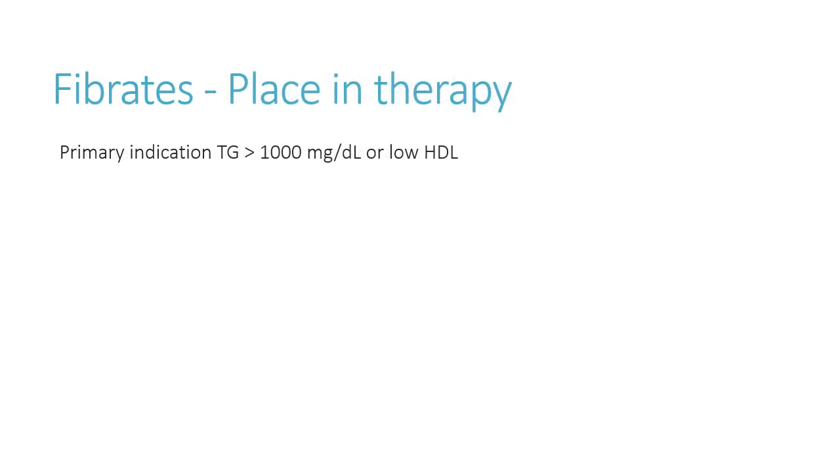And again, as mentioned, place in therapy: fibrates are really going to be best for patients who have primary hypertriglyceridemia. For instance, they come back and they have greater than 1,000. That's a really good role for the fibric acid derivatives. Or if they have a low HDL, you want to try and bring that up. That could be another one to play a role here. Okay.